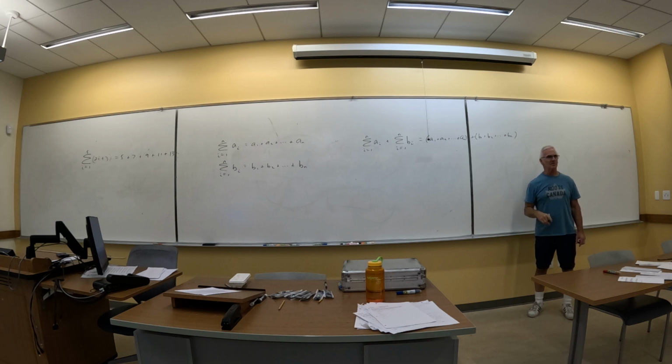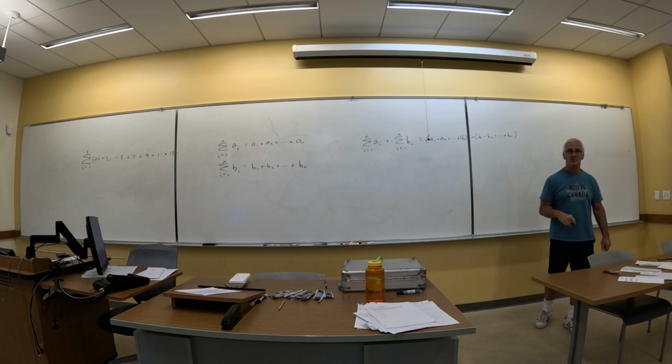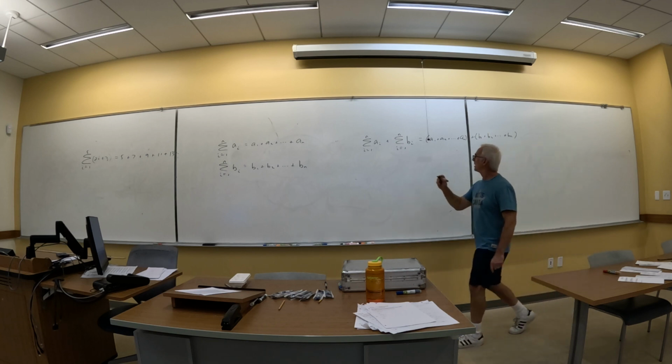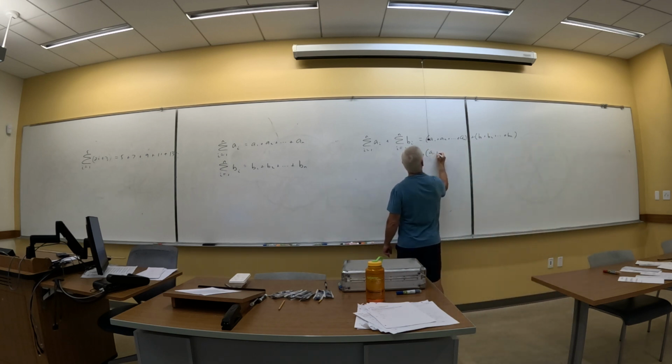And we know addition is commutative. We know addition is associative. Commutative means I can rearrange. Associative means I can regroup. Could I write it like this?